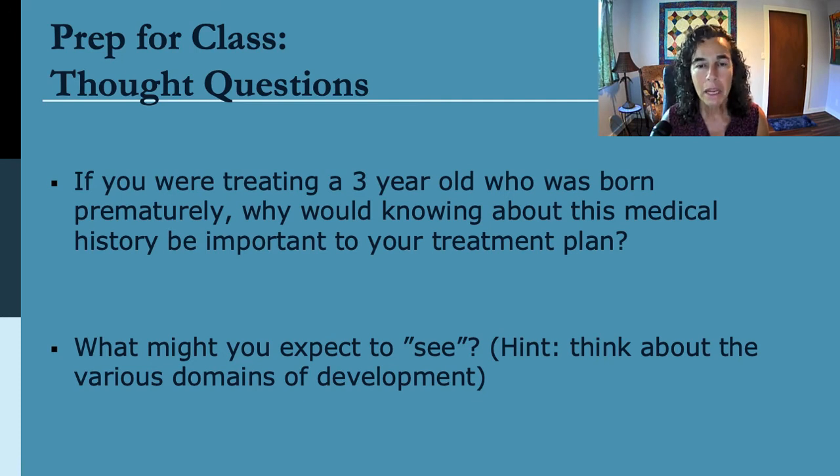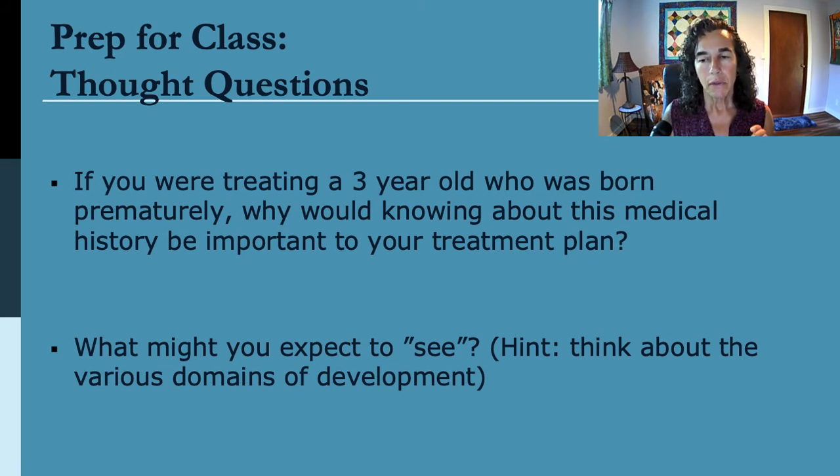to do that. If you were treating a 3-year-old who was born prematurely, why would knowing about this medical history be important to your treatment plan? So, in other words, what's up with all of these other medical conditions, and why is it important to know about them? The other part of the question is, what might you expect to see?